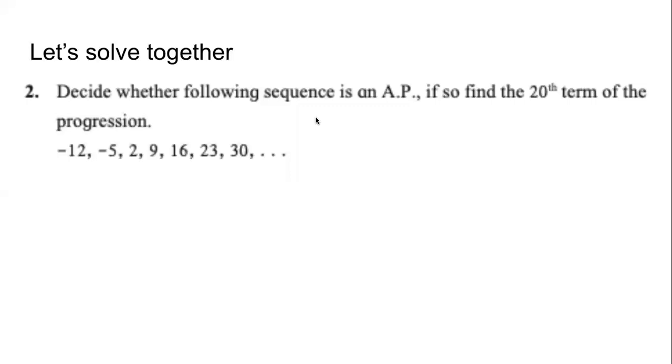This question is from practice set 3.2. The question very clearly says, decide whether the following sequence is an AP or not. Decide means identify. And if it is an AP, find the 20th term of the progression. Right? So I'll do certain steps and you will complete the solution for me. To find whether this is an AP or not, we will have to identify T1, T2, T3, T4, T5, T6, T7. T1 is also called A.